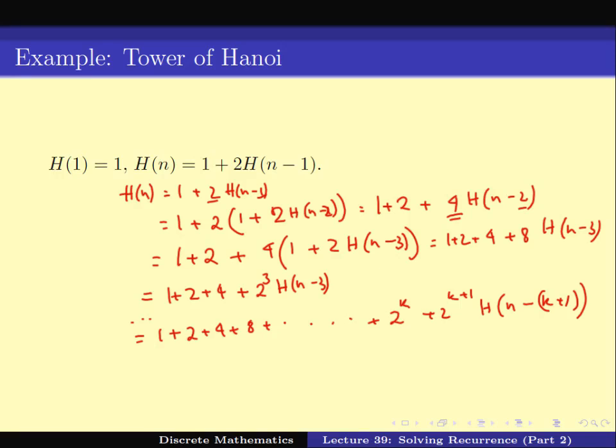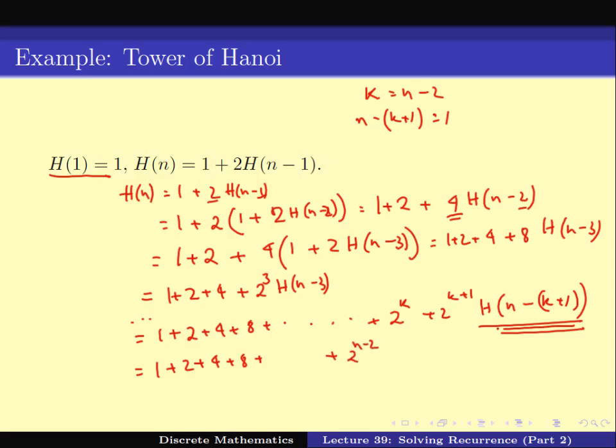Now, here again we need to make this one disappear. H1 equals 1. So again I take k to be equal to n minus 2. If I take k to be equal to n minus 2, then n minus k plus 1 is equal to 1. So then this becomes H1, which is 1. So I get 1 plus 2 plus 4 plus 8 plus 2 power k, which is n minus 2, plus 2 power n minus 1 times H1, and since H1 equals 1, I can forget this statement.